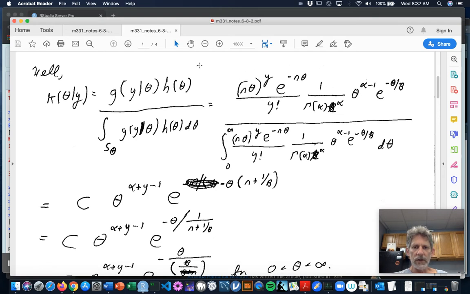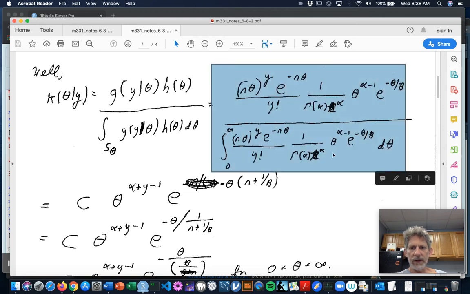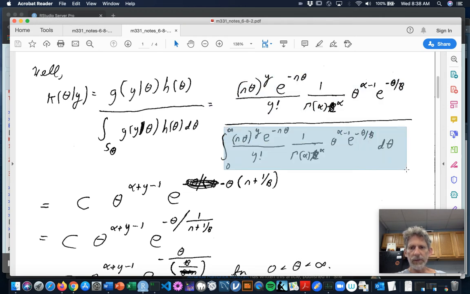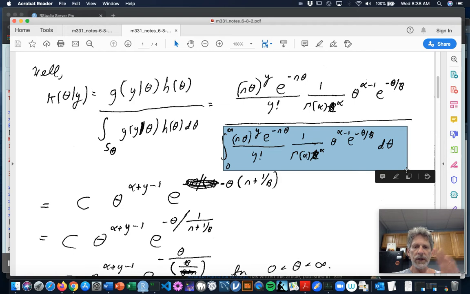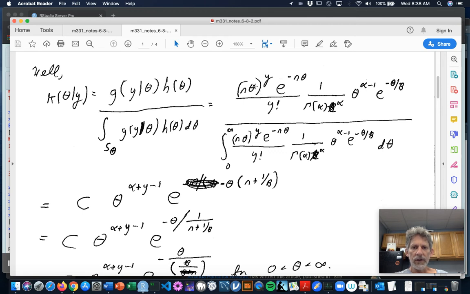And so when I look at all of this stuff, I first notice that everything on the bottom does not depend on theta, because you'll have integrated theta out by the time you do that definite integral. As far as the top is concerned, there's a great deal that does not depend on theta, like that stuff or that stuff, but there is some stuff that depends on theta. I see a theta to the y right here. I see a theta to the alpha minus 1 right here, so I'm going to gather that down here.